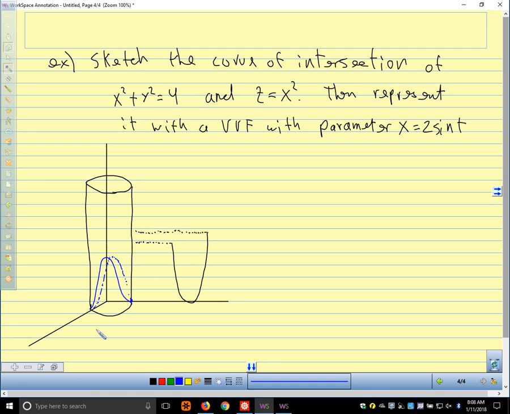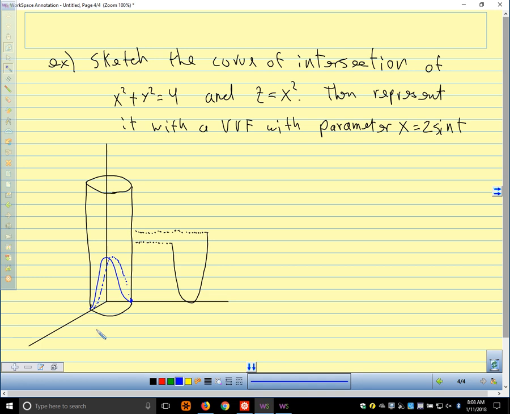The first year that I taught this class, I didn't have Mathematica, so I made a model. You can pass this around. Here's my model made with paper towel tubes: the circular cylinder, the parabolic cylinder, and the curve of intersection is going to be there. Kind of little, sort of. You can pass it around. It's a visual model in the third dimension.